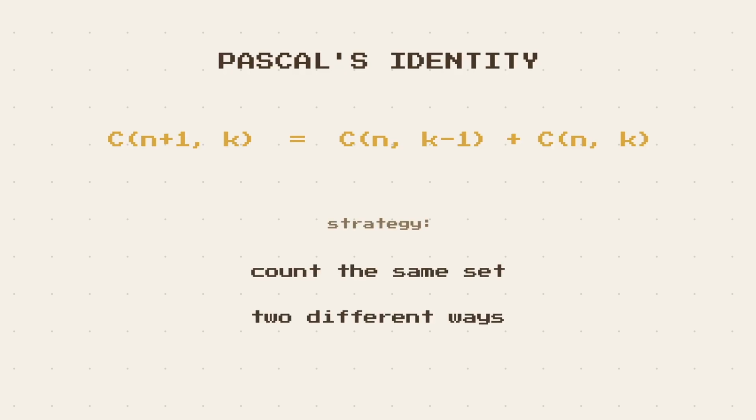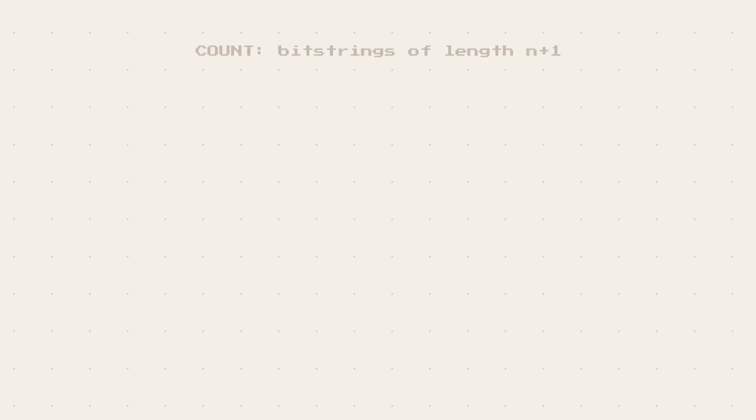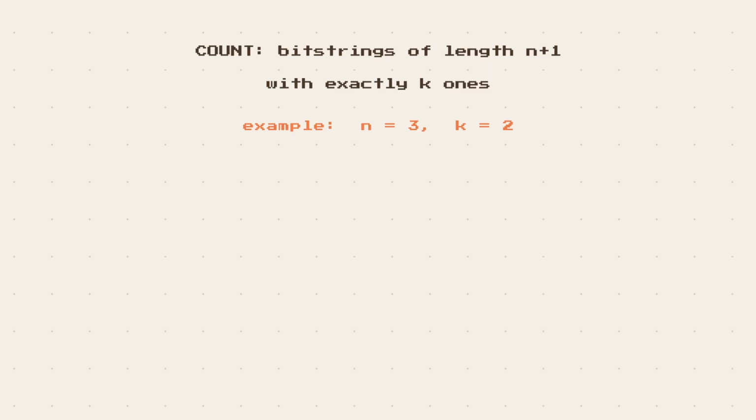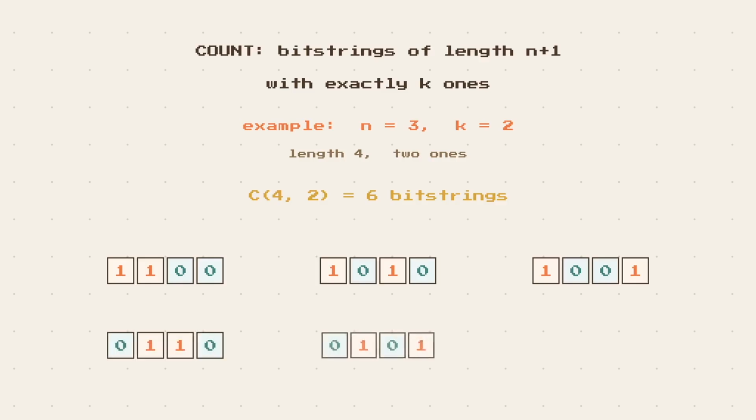So according to Pascal's identity, C(n+1, k) equals C(n, k-1) plus C(n, k). What we're going to do is prove it by counting the same set in two different ways. We're going to use the example of bit strings of length n plus 1 with exactly k ones. For an example, we can use n equal 3 and k equal 2. That means the length is 4 and we have two ones. This gives you C(4,2) equals 6 bit strings in total. And here are all the bit strings that we have.